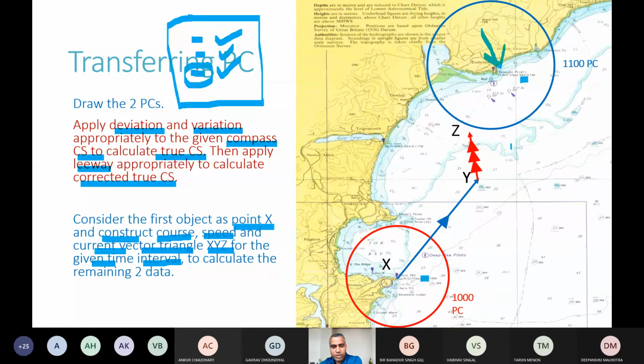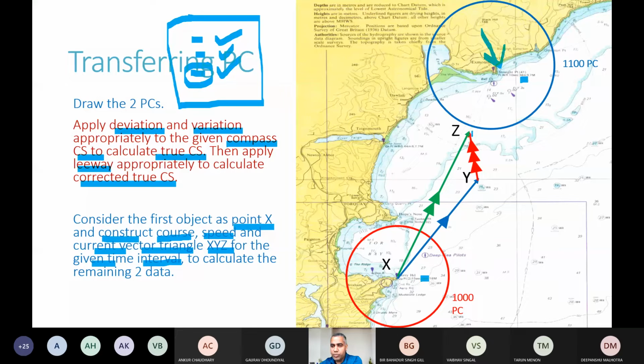If we join X and Z, what will we get, beta? If I join, course made good. Very good. So if I join X with Z, this gives me the course made good. It is represented with double arrows. So let's mark these double arrows here. So we have this position Z now. And this is the position to draw the transferred position circle.